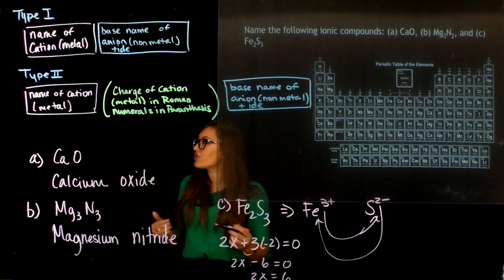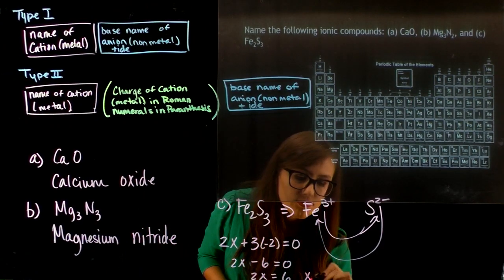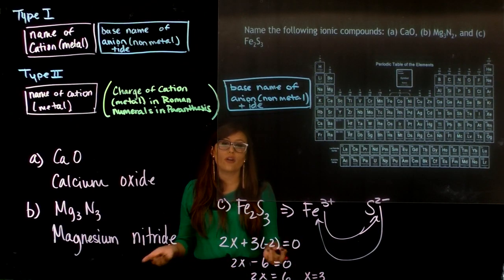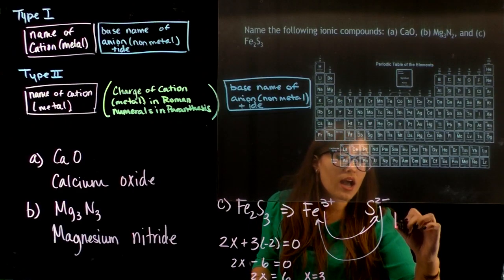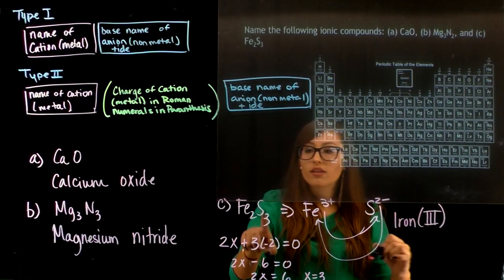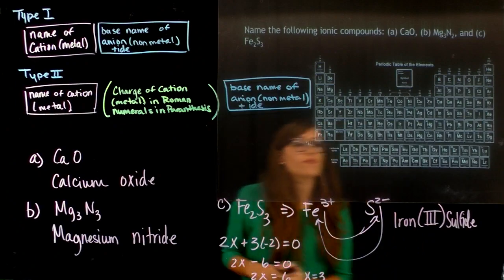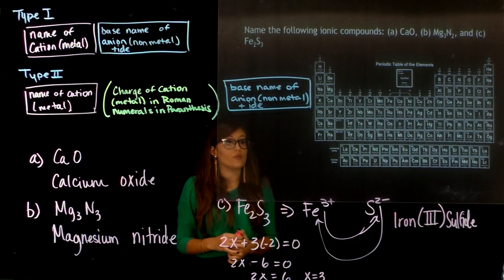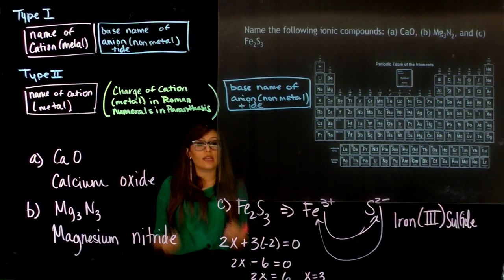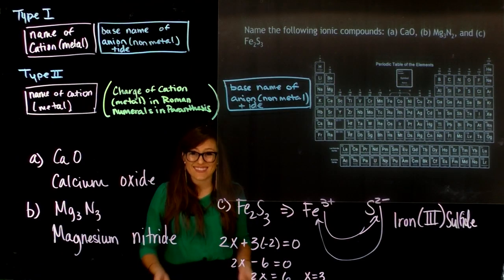So now we know the charge associated to iron, we can go ahead and name it, which would be iron(III), followed by sulfide. And that's our type 2 naming for ionic compounds. It is important that you understand how to name both types and what format you're using and what they mean. Thank you.